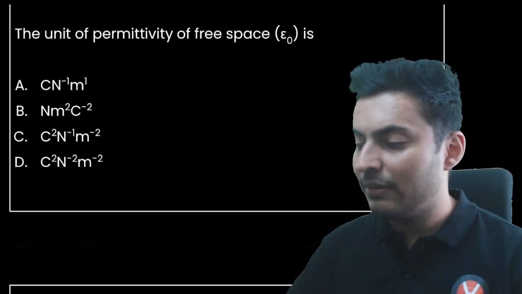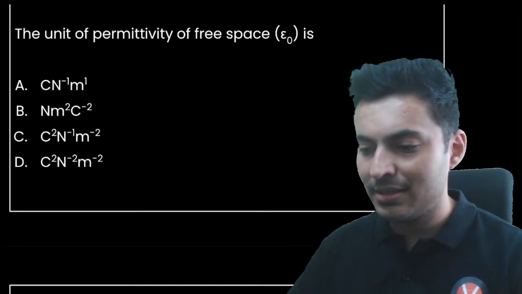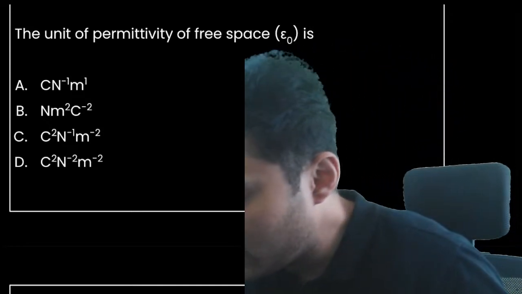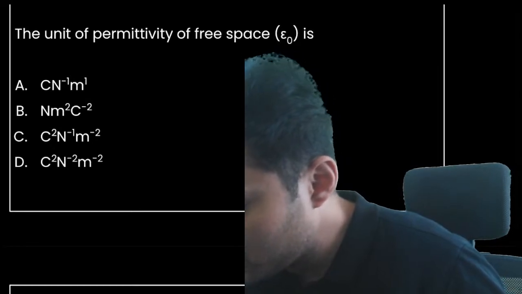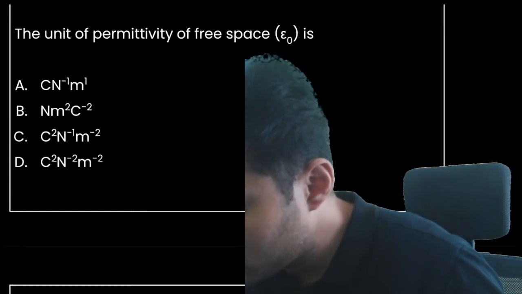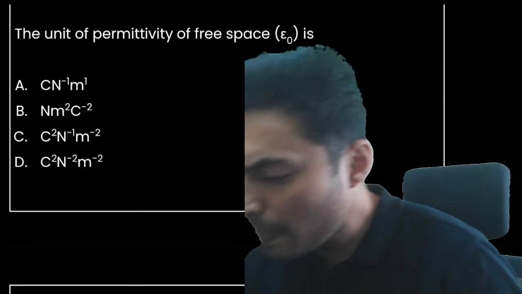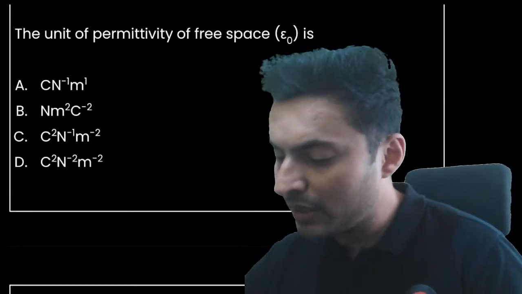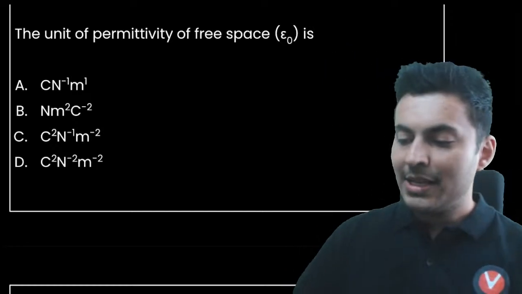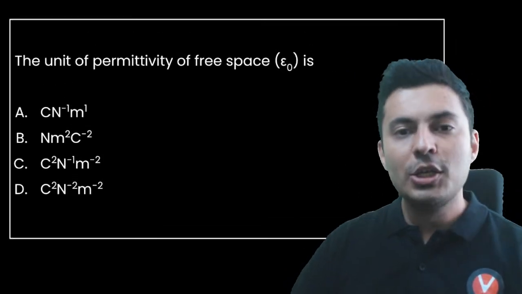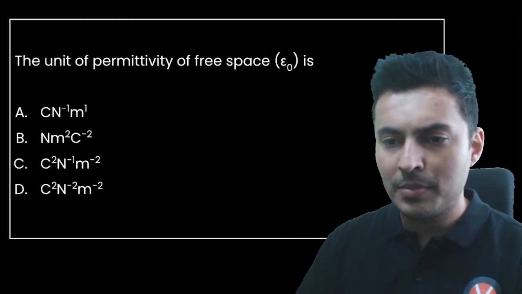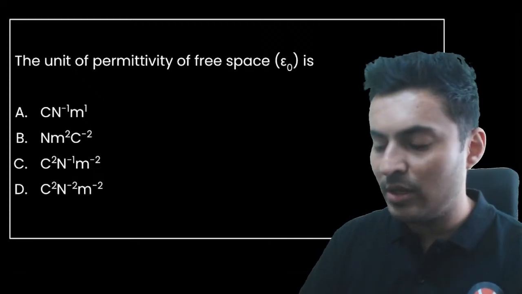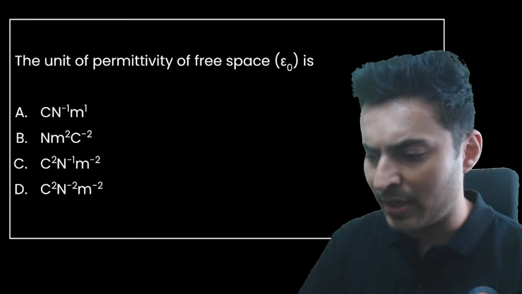The unit of permittivity of free space is... The unit of permittivity of free space is, okay, so for this, you can use the Coulomb's law formula. From that, you will get it.